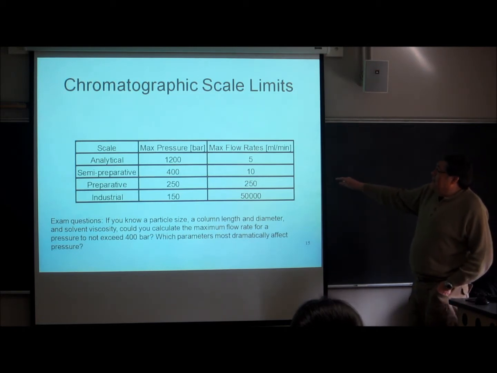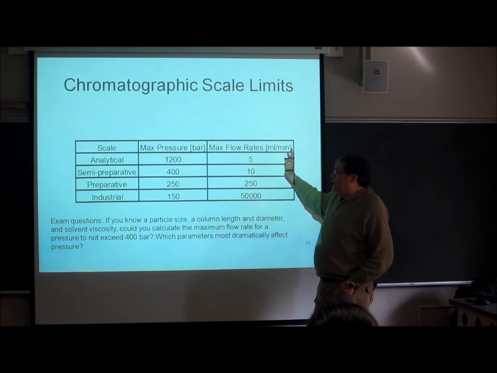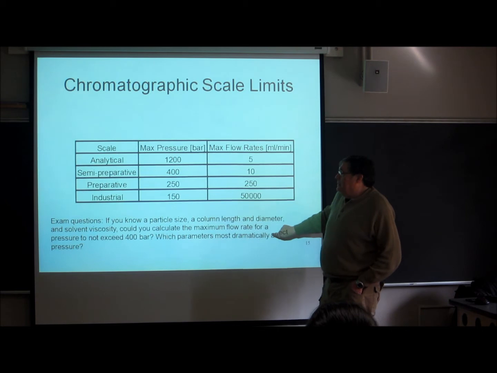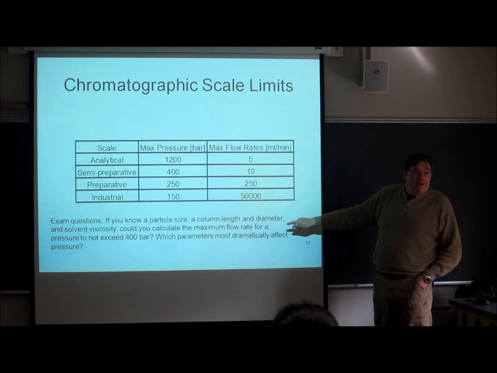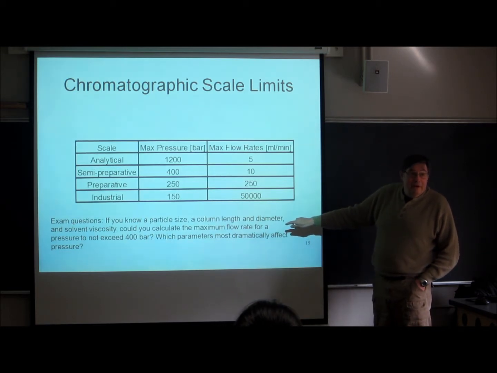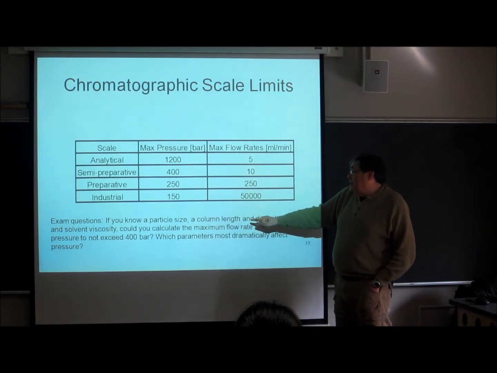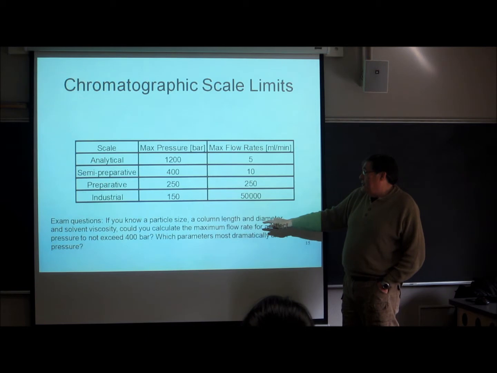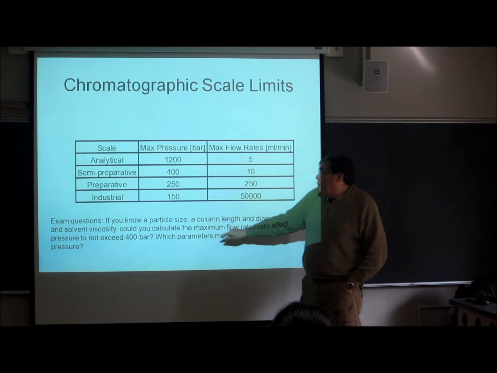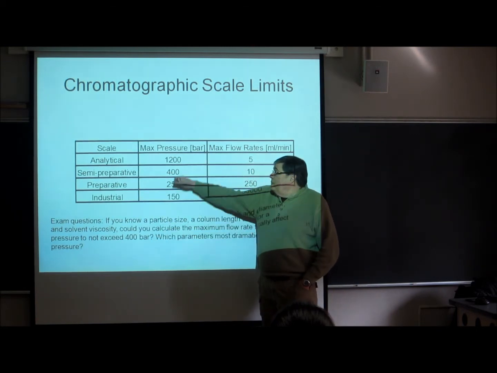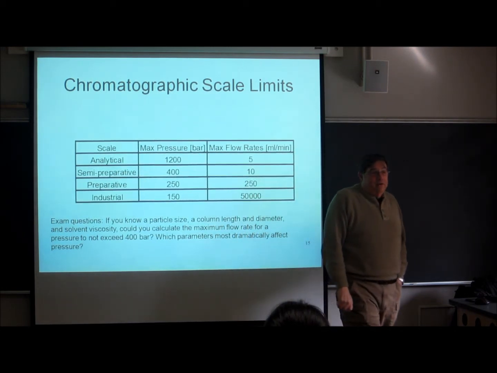So here, scale limits. These are maximum pressures. Again, don't copy this down, and you'll find it. And maximum flow rates. Here, if I were to write an exam, I'd want to put on a question like this, because this emphasizes what you saw last time we were together with the Kozeny-Carman equation. If you know particle size, column length, and diameter, and solvent viscosity, could you calculate the maximum flow rate for a pressure not to exceed 400 bar? This 400 bar pressure for this kind of work is an important one. You try to plan not to exceed that.